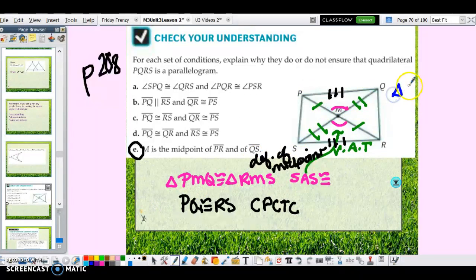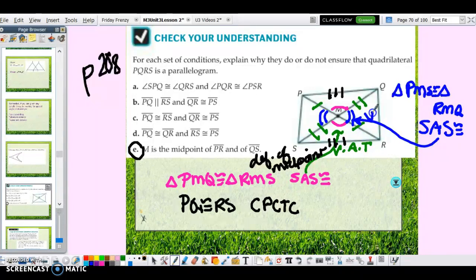So we could say triangle PMS is congruent to triangle RMQ. Those are congruent here because this angle also is vertical to this one. So the same explanation would follow. My angle, and this is by SAS again, my angle is congruent because they're vertical, and my sides are congruent by the definition of midpoint. So I'm just going to leave that here. That's all over the place.